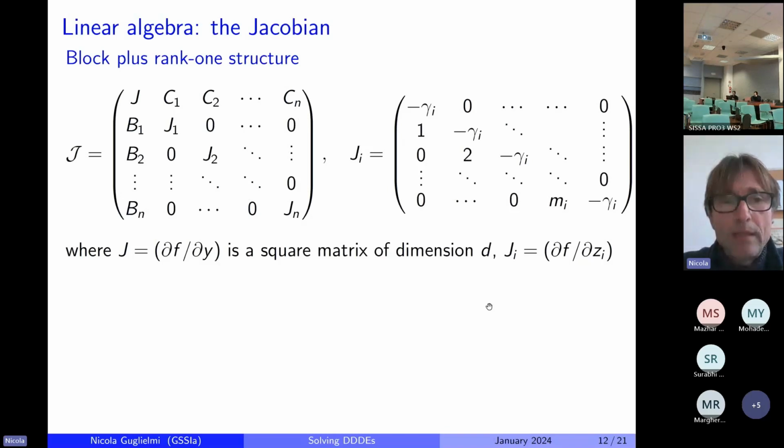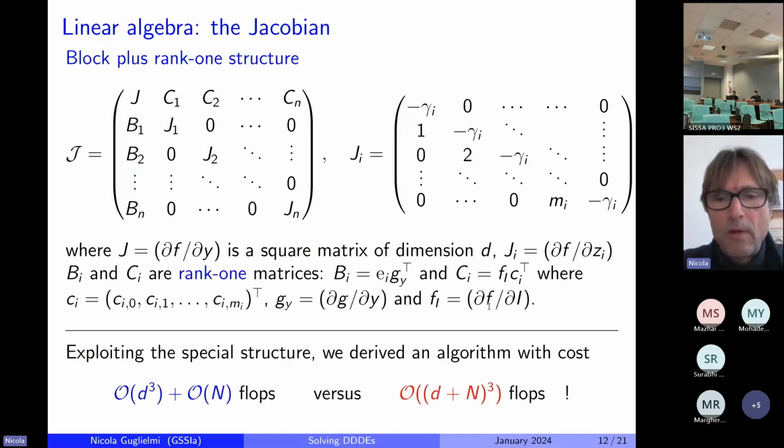The structure is this one, an arrow. So you have this block diagonal structure. J is the Jacobian of F. J1, J2, Jn are these simple bi-diagonal matrices, which are essentially minus gamma I, the identity, and a lower diagonal matrix. They are associated to every block Z, associated to every polynomial. And then there are these matrices B and C that make the arrow, on the first column and on the first row. And what's interesting is that they are rank 1.